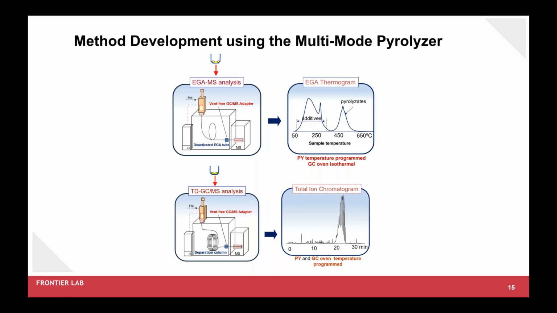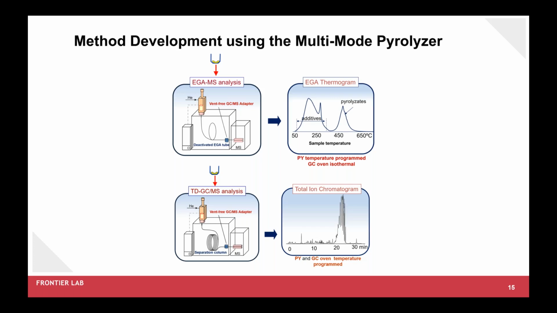Now, to perform EGA, a deactivated stainless steel tube connects the injection port to the MS. The sample is heated, typically from a low temperature to a higher temperature, and as the temperature increases, gases evolve continuously from the sample, pass through the tube, and are detected by the MS. A plot of sample temperature versus detector signal is then called an EGA thermogram.